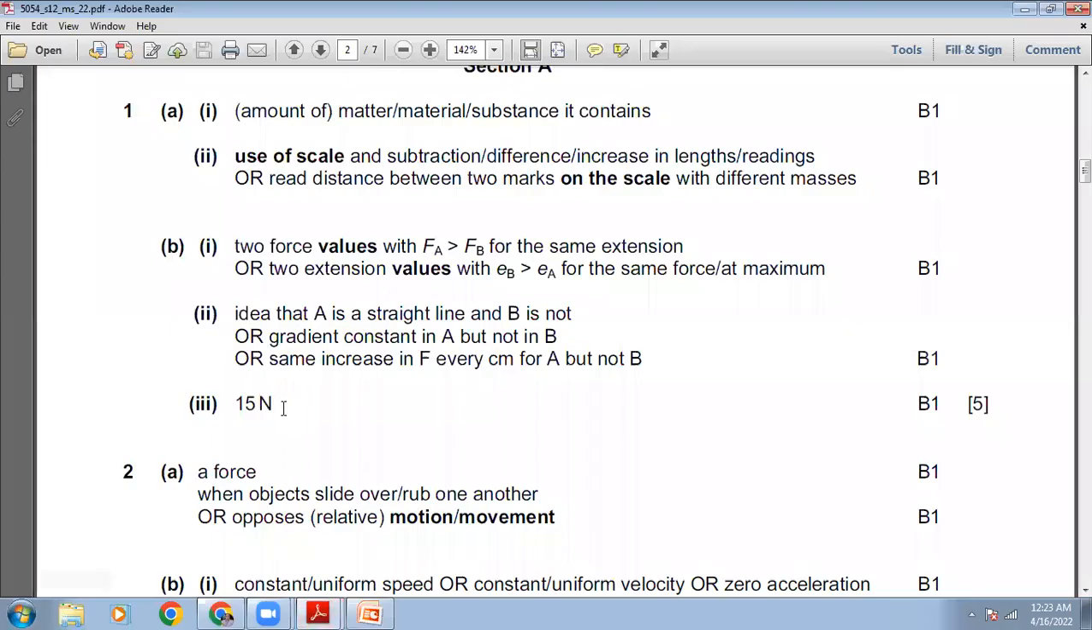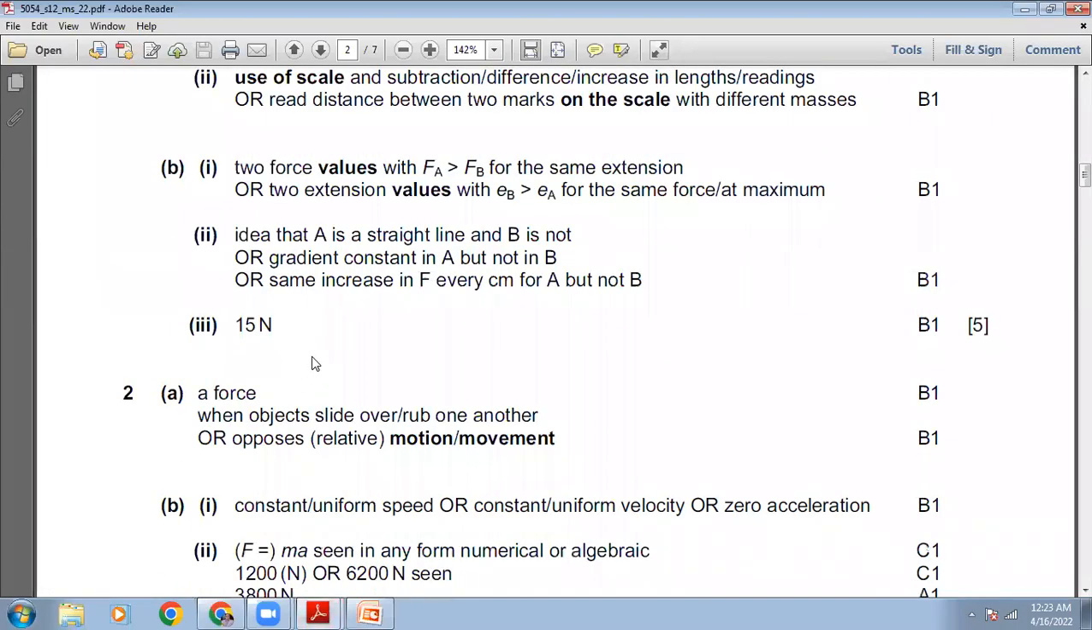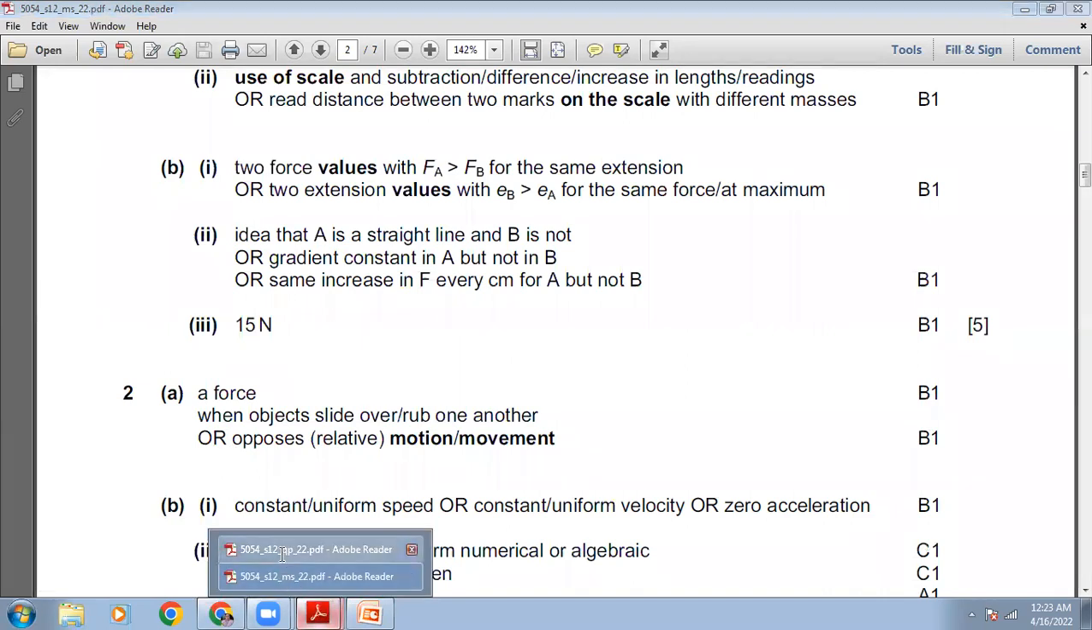Okay, so here we go. Two force values with FA greater than FB for the same extension, or two extension values with extension B greater than extension A for the same force at the maximum. So our answer is right. So let's move to the next part.